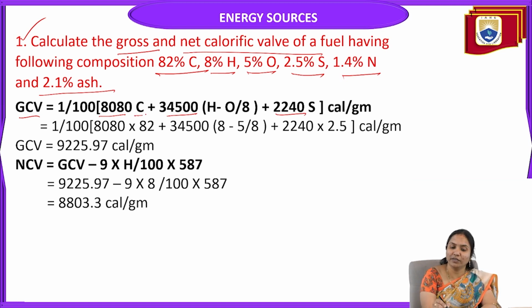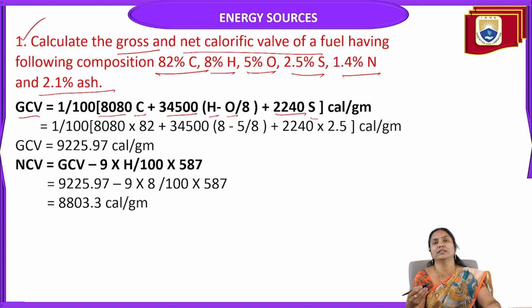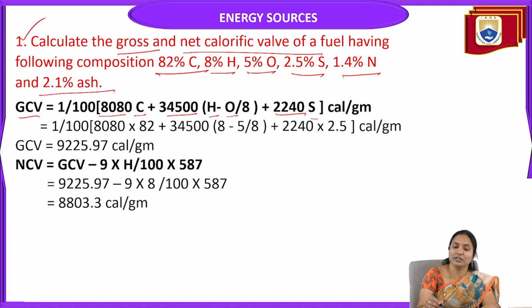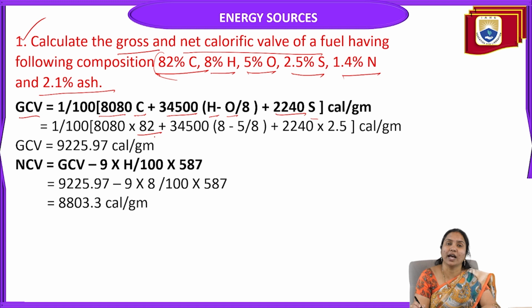So what is the meaning of carbon and the element symbols H, O and S? These elements indicate how much percentage of these elements is present in the given fuel. That is already given in this data, so we can substitute in this formula. Here the carbon percentage is 82, the hydrogen percentage according to the data is 8%, oxygen is 5, and sulfur percentage is 2.5.